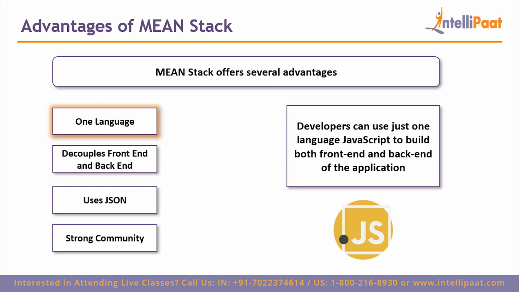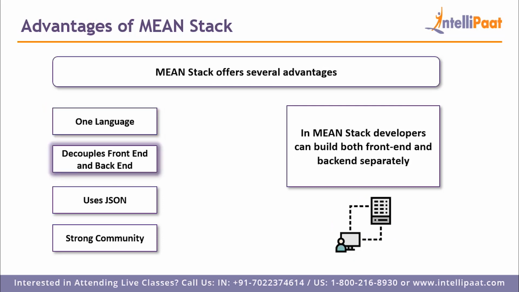So developers can use just one language, that is JavaScript, to build both the front end and the back end of the application. The second advantage is that it decouples the front end and the back end. What it means is that earlier, the front end and the back end were tightly coupled. That is, changing something in the front end, that is the design of the web page or any other component of the front end, would lead to some changes in the back end.